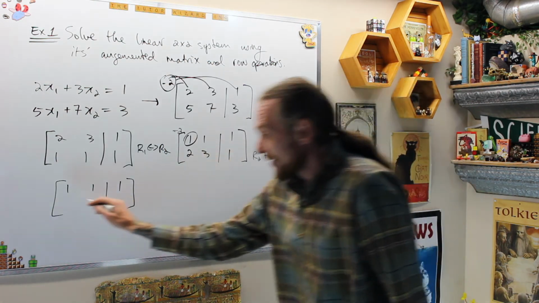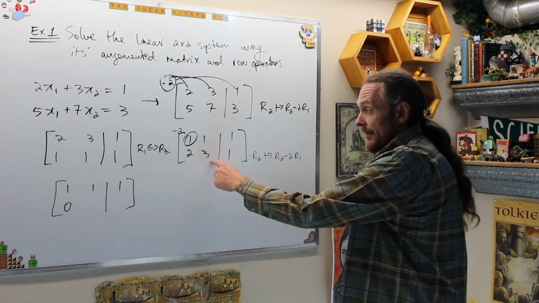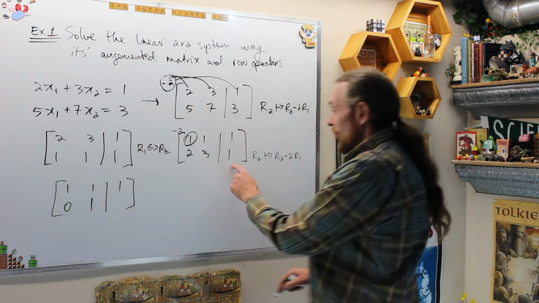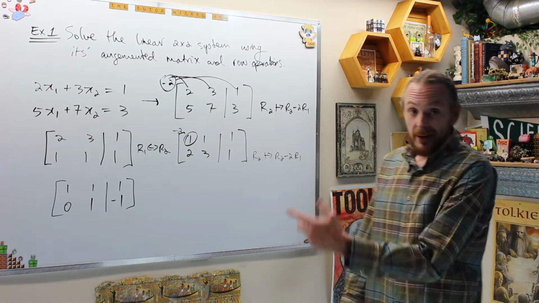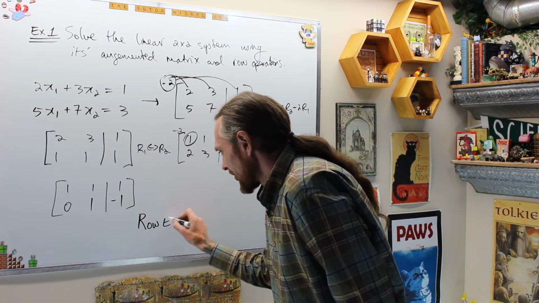2 minus 2 is 0. That's why I did it. I've now eliminated x1 from that second equation. And then I have 3 minus 2 is 1, and 1 minus 2 is -1. And now, this is the magic form we're looking for, called row echelon form.